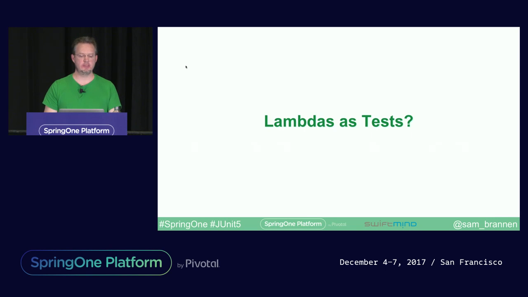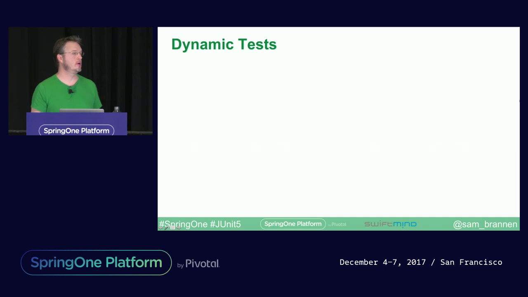So, lambdas as tests, right? We started off calling it JUnit Lambda. That was the code name for the project, and we have, in fact, brought in support for using lambdas in the form of what we call dynamic tests.